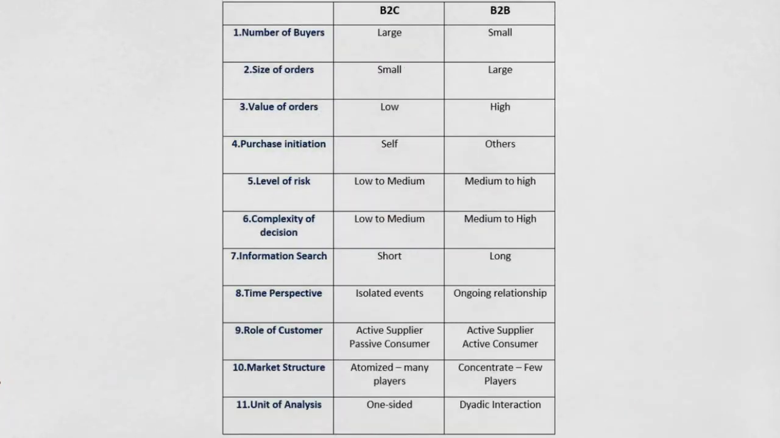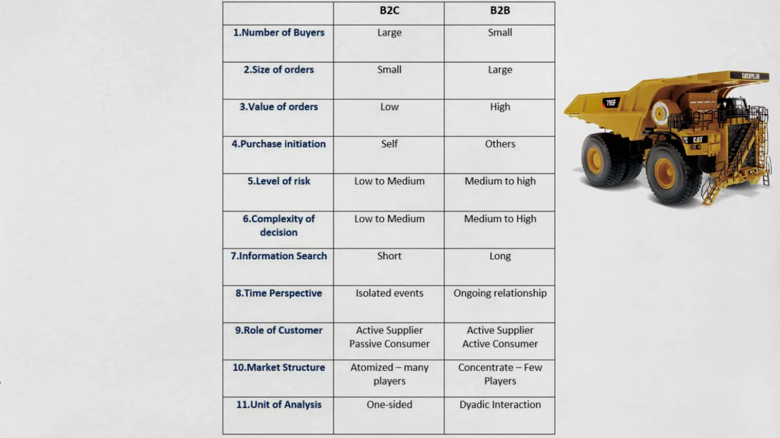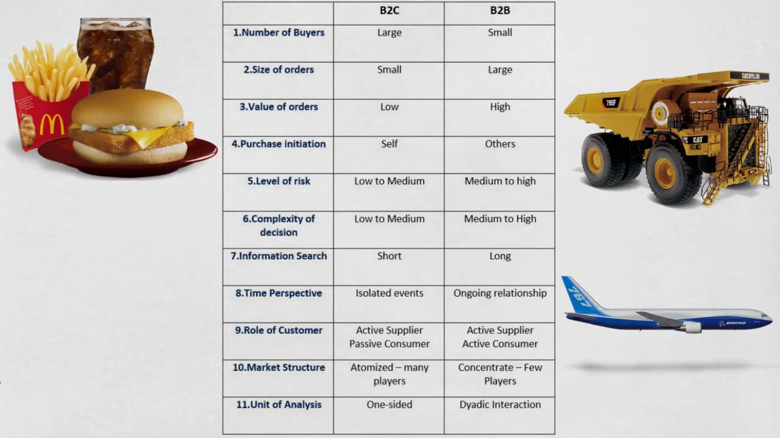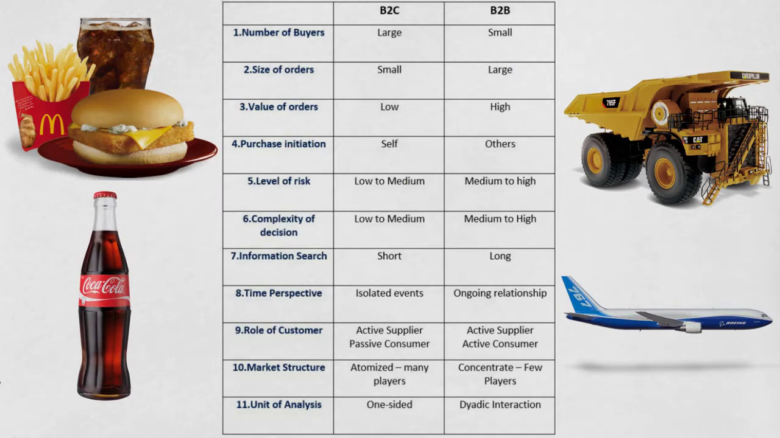Number 1. The number of buyers for B2C is usually large. Think about McDonald's serving over 1 billion meals, and the number of buyers for B2B is usually small, like Caterpillar, which will usually sell a couple hundred large pieces of equipment to a construction builder. Number 2. The size of orders is usually small. Example, a Coke bottle or a chocolate bar. For business to business, the size of orders is usually large. An example, the aviation company I worked for used to manufacture pressure vessels weighing over 1 ton and extremely large in size.